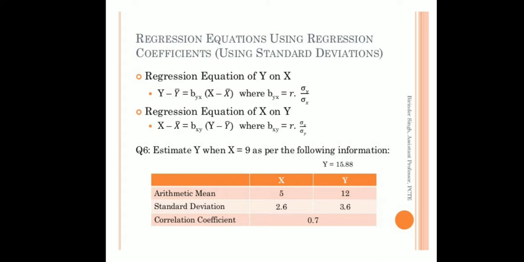Values are here. The arithmetic mean is x bar. Standard deviations of x and y are given. Correlation is also given, and hence substitute the values. r is here 0.7. Sigma x, the standard deviation for x, is 2.6, and for y it is 3.6. Substitute the values in this, and hence find the regression equation. The answer is this. Find the values of y. Try at home.